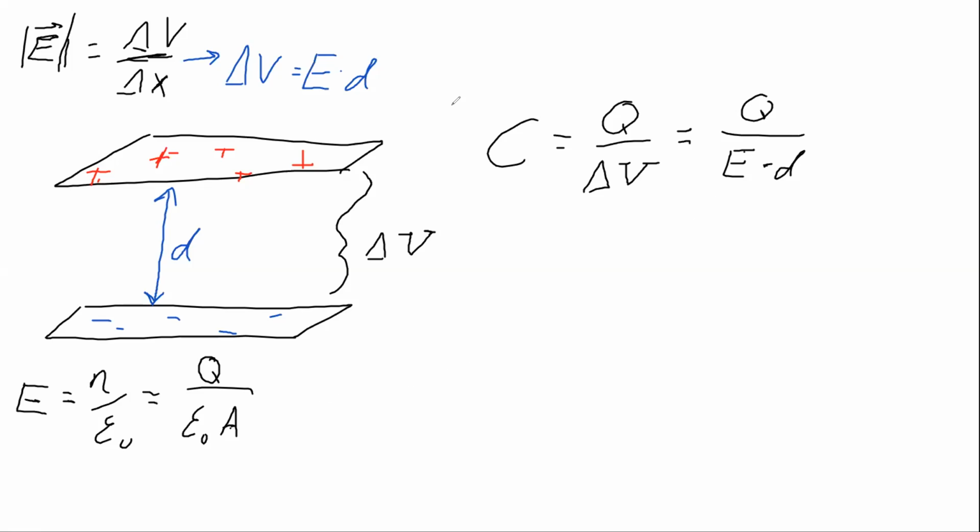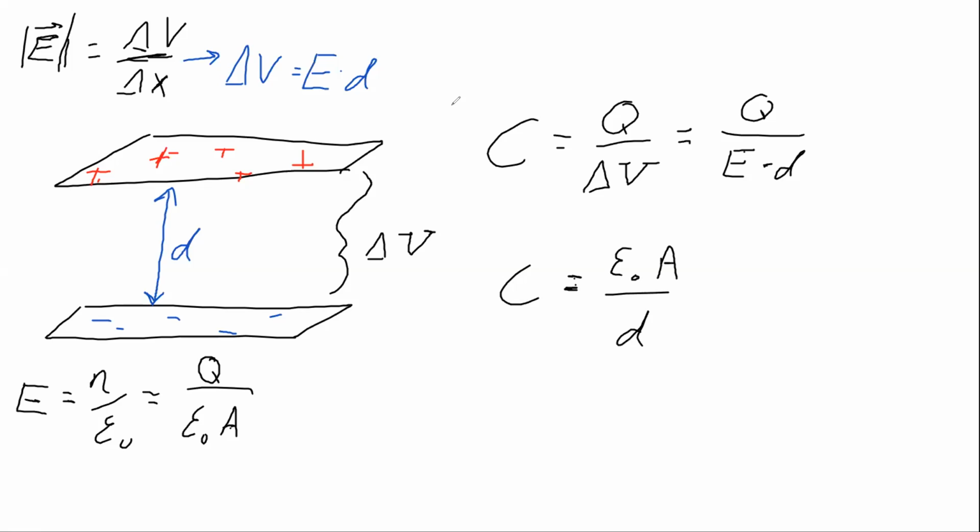All right, so simplifying, we get C equals, what am I missing here? Epsilon 0 A over D.